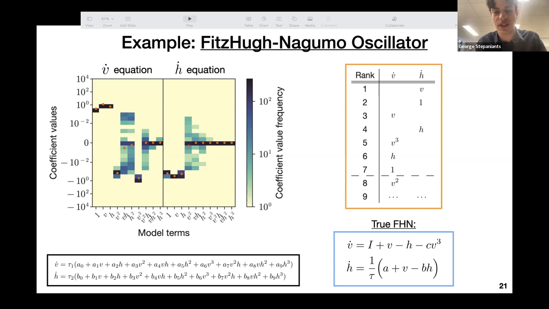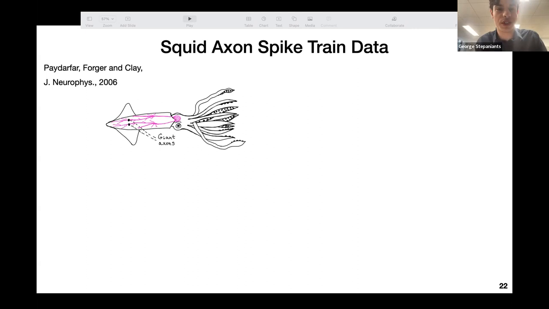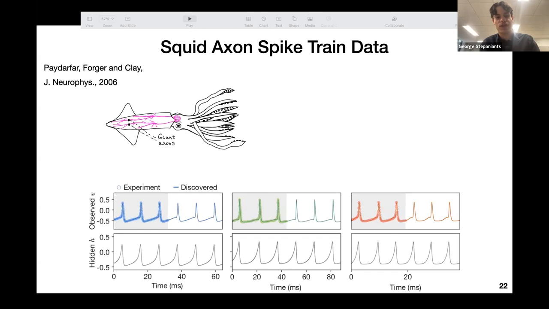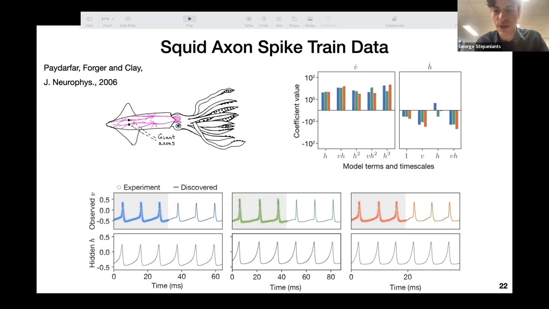So the last thing I want to do is show this on two experimental examples. Here we have actual experimental data from spike trains collected from squid axons. What we did is fit a two-variable cubic polynomial model in V and H, where the first field V was fit to three different squid axon spike train recordings. We learned a sparse polynomial model using the procedure that I just described. In particular, you can see that across these three examples, the coefficients of the model that we learned vary quite gradually, so they're quite consistent across the three experiments.